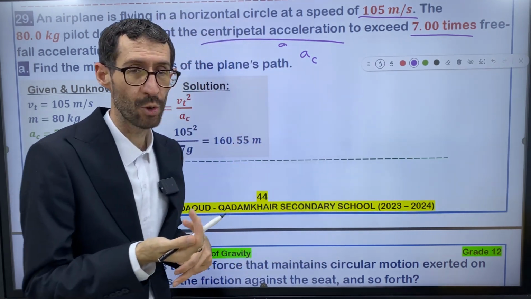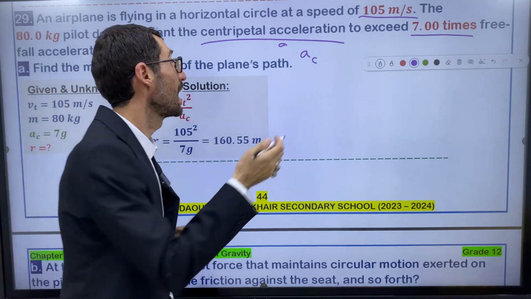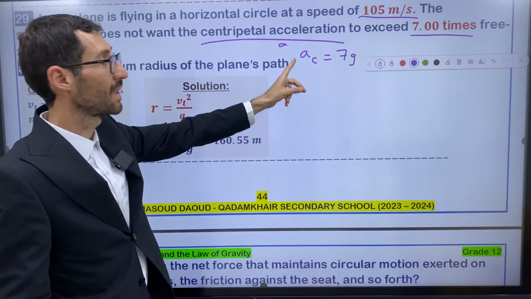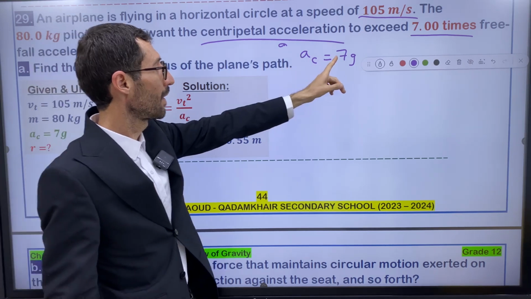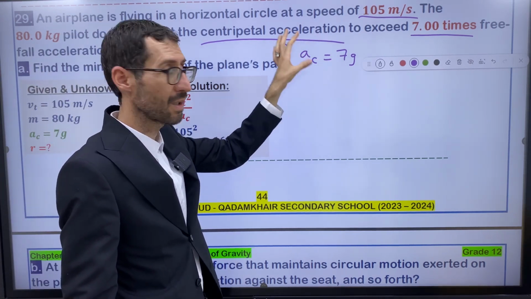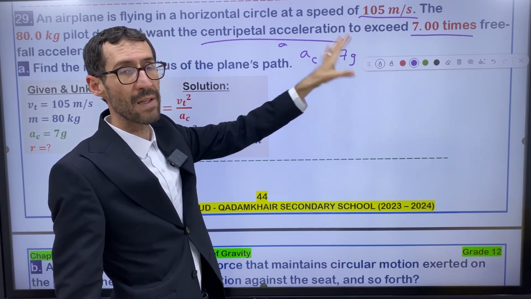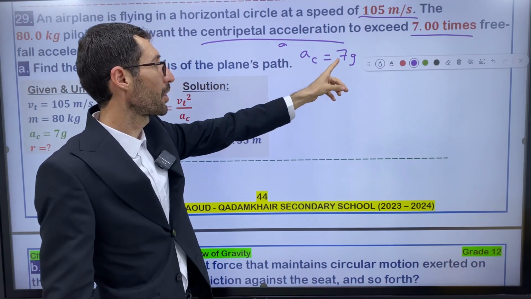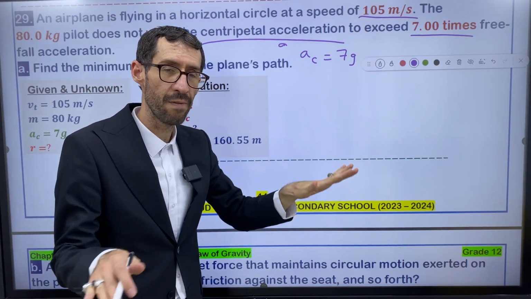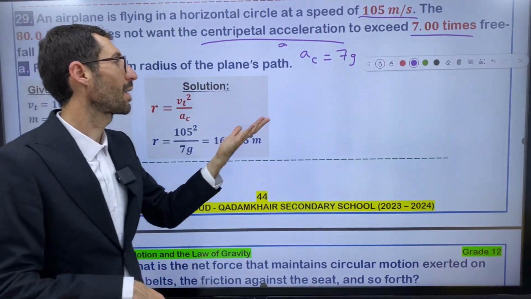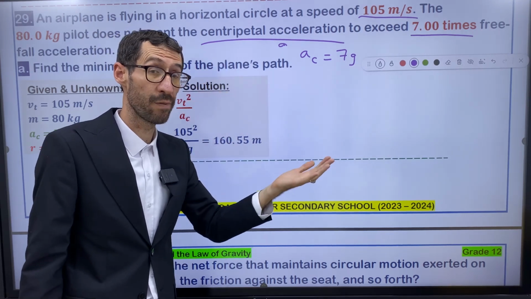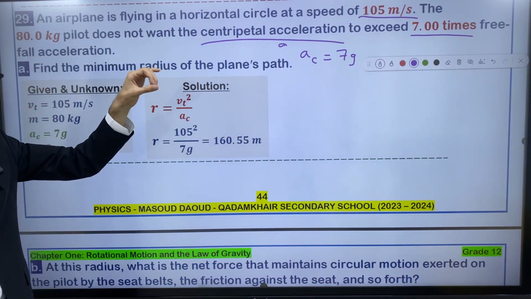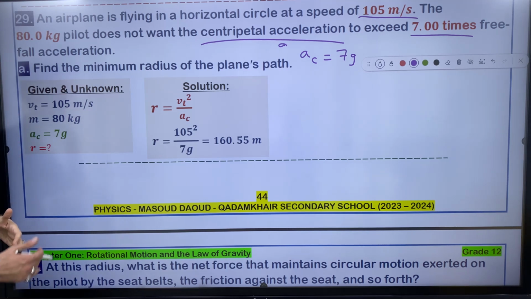Teacher, what do you mean by this? Could you read it mathematically? Yes. So AC is equal to 7G. The pilot does not want the centripetal acceleration of the plane to exceed 7G. When the centripetal acceleration reaches 7G, the pilot says it's enough. I'm not going to increase the velocity. So AC becomes 7G. This is the condition. You have to focus on this condition to solve the problem.